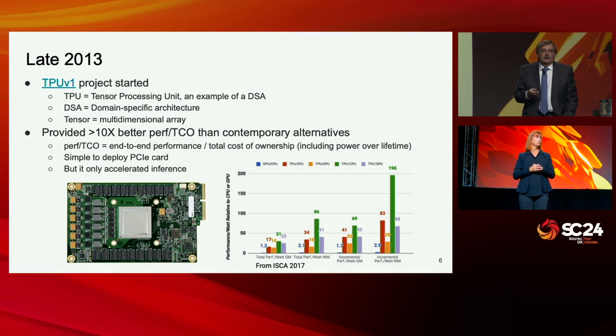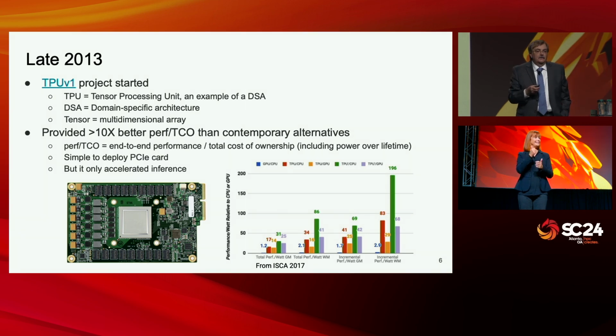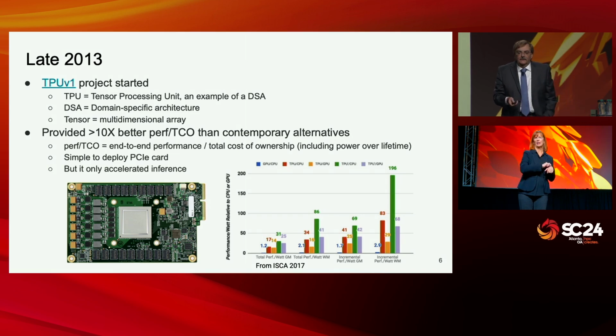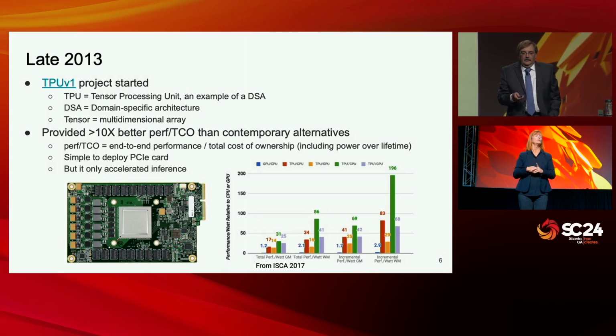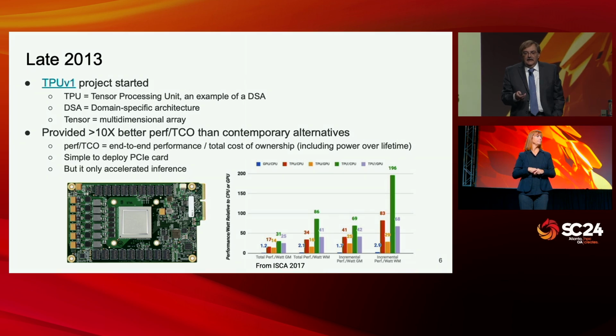By doing this, we were able to provide 10x better perf TCO than contemporary alternatives that were around at the time. So this graph here from the ISCA 2017 paper shows that we're basically around 10x, with high variation, compared to CPUs and GPUs.